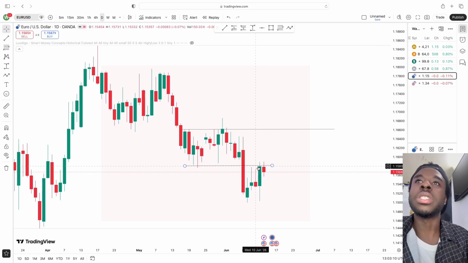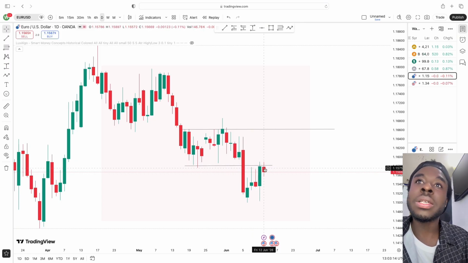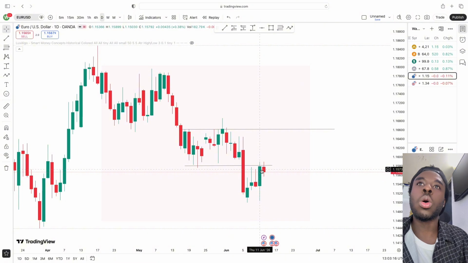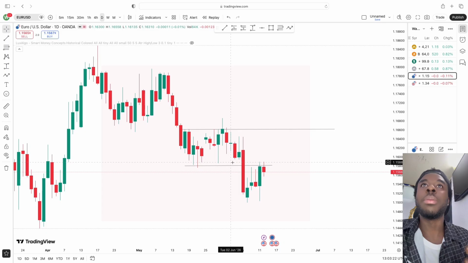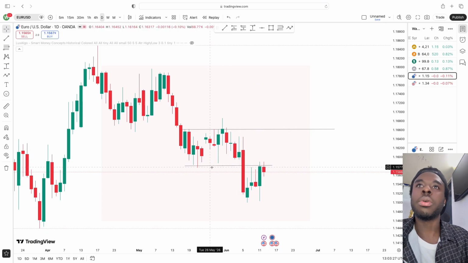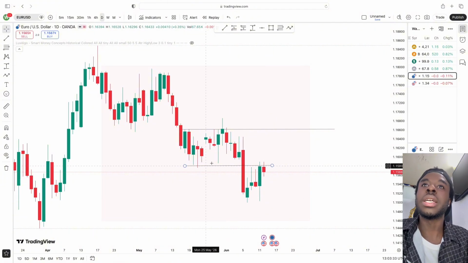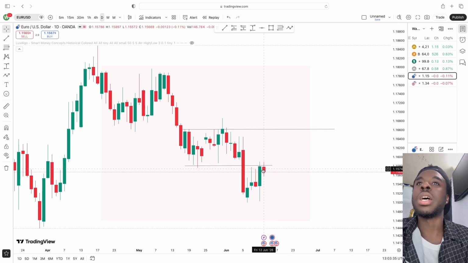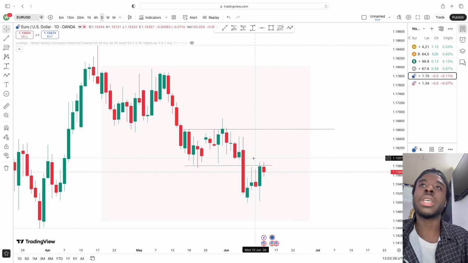So we marked our resistance, we marked the support that got broken, and now we can see the price is reacting to this support that got broken. And as I always tell you, support levels would later become a resistance, and a resistance level will also later become a support level, right? So now we are seeing a reaction on this support level that got broken to the downside. Price retraced and now it's reacting to this level.